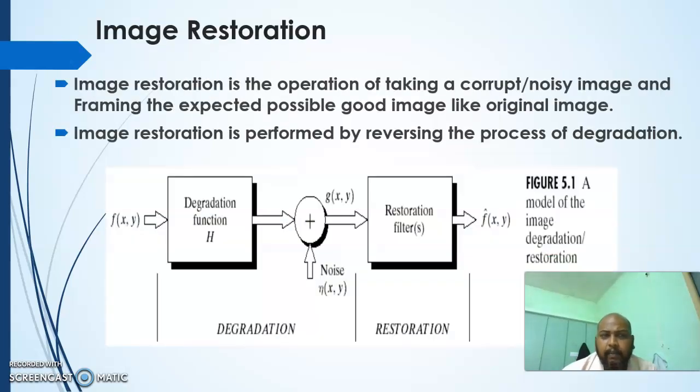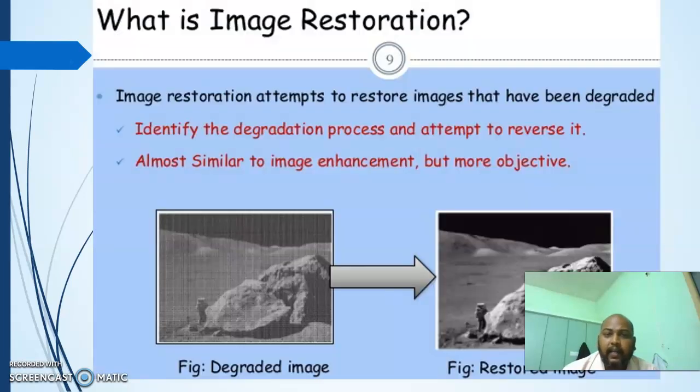First, we can see what is meant by image restoration. Image restoration is the operation of taking a corrupted or noisy image and estimating the expected possible good image, like the original image. So, image restoration is performed by reversing the process of degradation. Actually, it is the inverse of the degradation function. So, to create a restoration filter, we need to find out the degradation function.